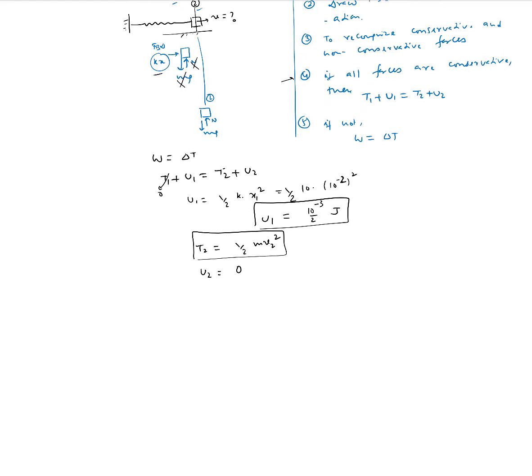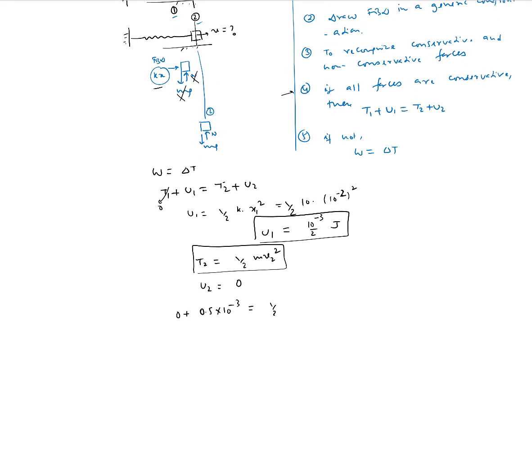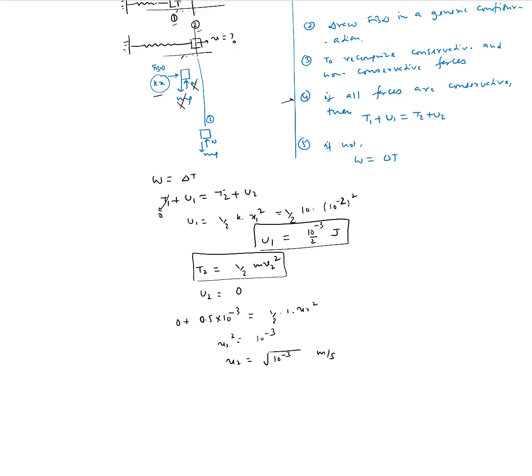So T1 is 0, U1 is 0.5 into 10 power minus 3 joules, which is equal to T2, which is 1/2, and the mass we have assumed to be what? Let's say it's 1 kilogram. So that's 1 times V2 squared. So V2 squared equals 1 times 10 power minus 3. All we have to do is take the square root of 10 power minus 3 meters per second. That will be the speed in configuration 2.